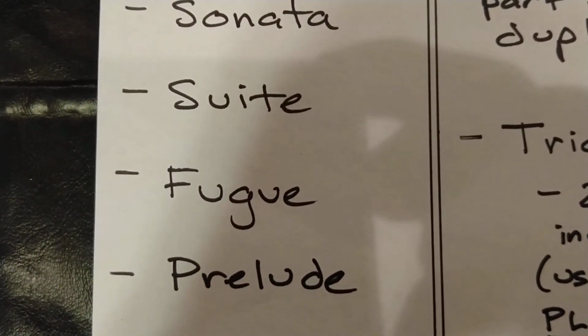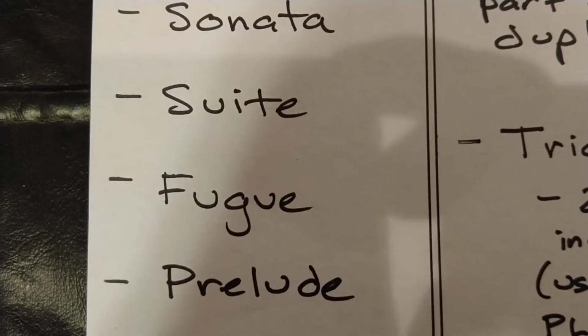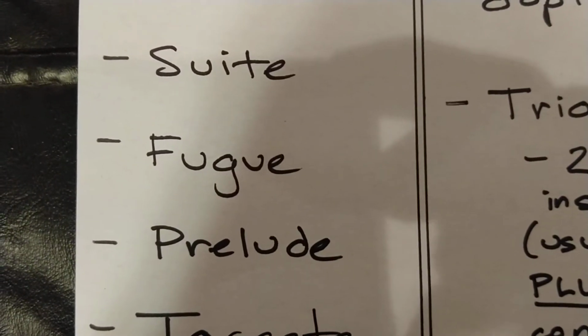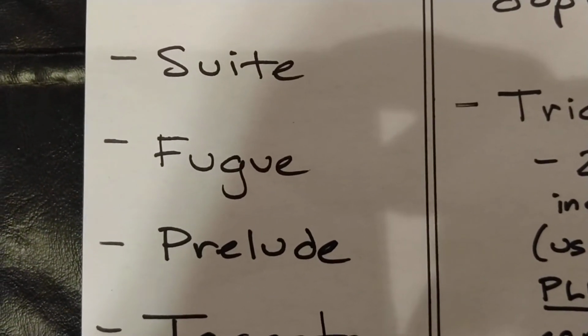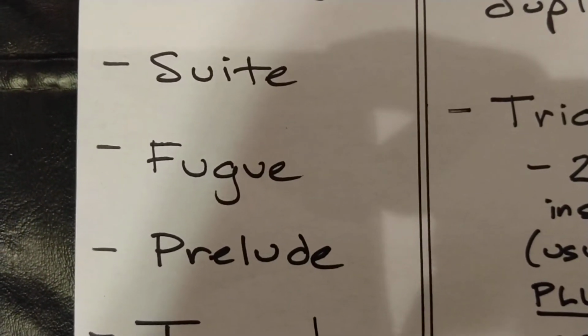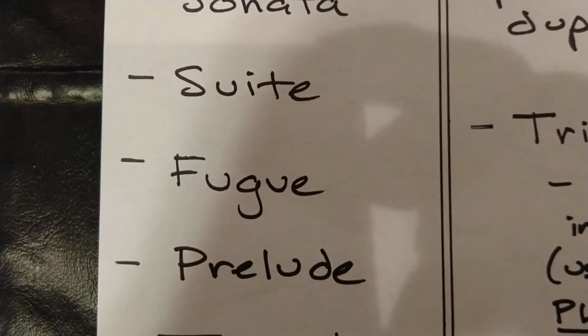And by the way, that means that a fugue is not necessarily an instrumental piece either. You can sing a fugue, but you can't sing it all by yourself. You have to have multiple people. So a chorus could sing a fugue. A chamber group could play a fugue. An orchestra could play a fugue.